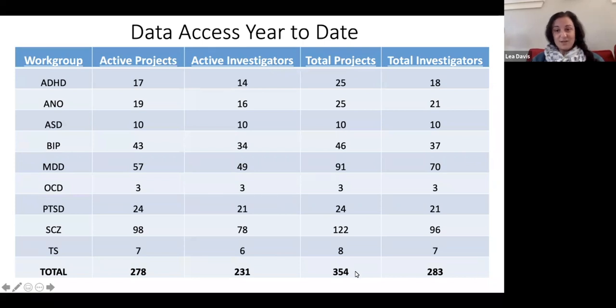So this is just a brief example of the productivity of the consortium to date. So we have over 250 active projects, over 230 active investigators, over 350 total projects, and over 280 total investigators participating in secondary proposals. So that's really incredible. And this has all been facilitated through the Data Access Committee.